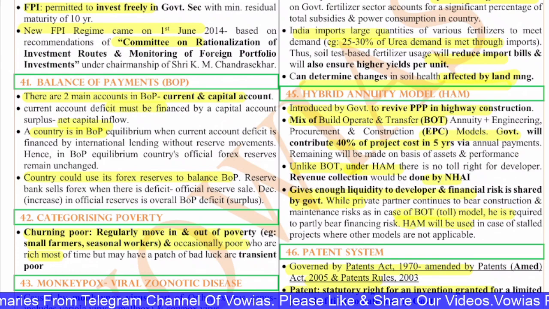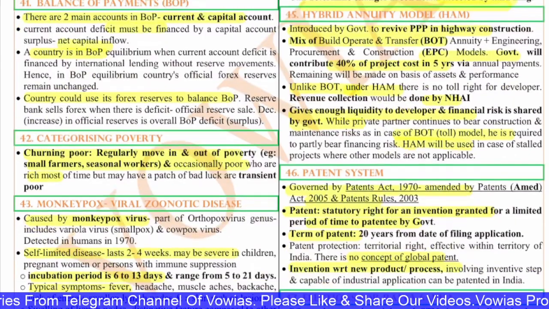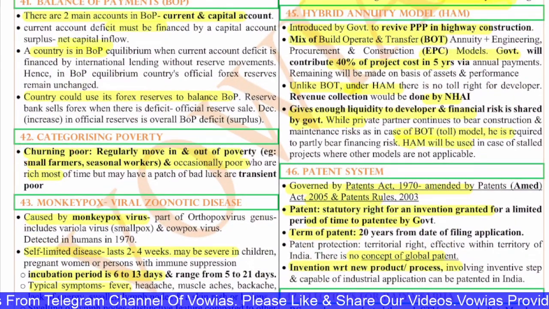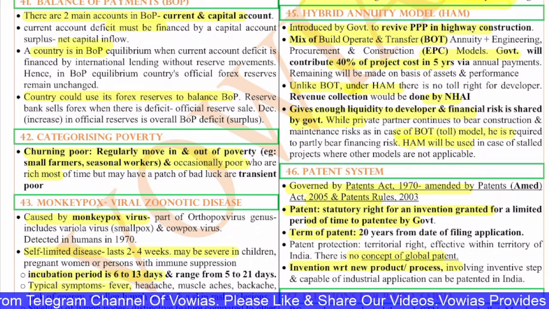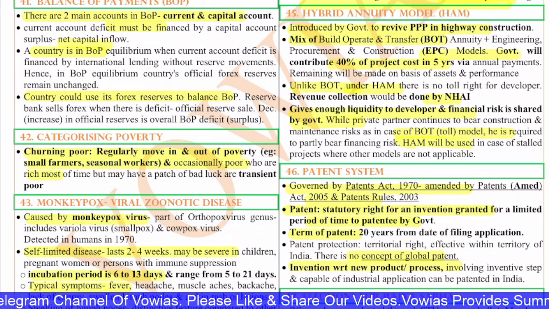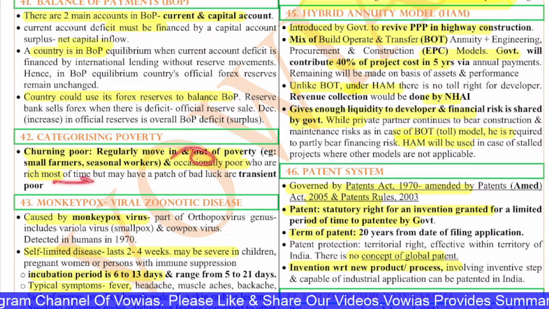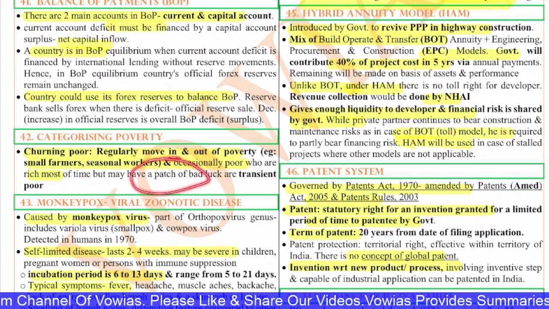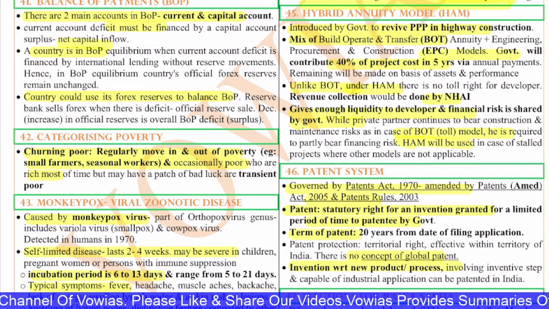Next, the categorizing of poverty, the 42nd question. Churning poverty, which is nothing but regularly moving in and out of poverty, like the small farmers and seasonal workers. And the occasionally poor, who are rich most of the time but may have a patch of bad luck, and they are the transient poor.